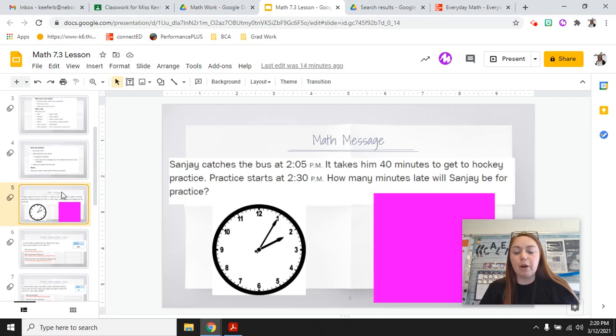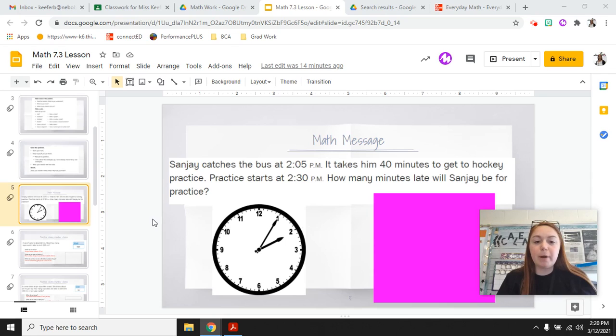So what we're going to do first is we are going to do a time problem, an elapsed time problem. And I want you to do this on your whiteboard, okay? So please make sure you are following along on your whiteboard. So our first problem says, Sanjay catches the bus at 2:05 p.m. It takes him 40 minutes to get to hockey practice.